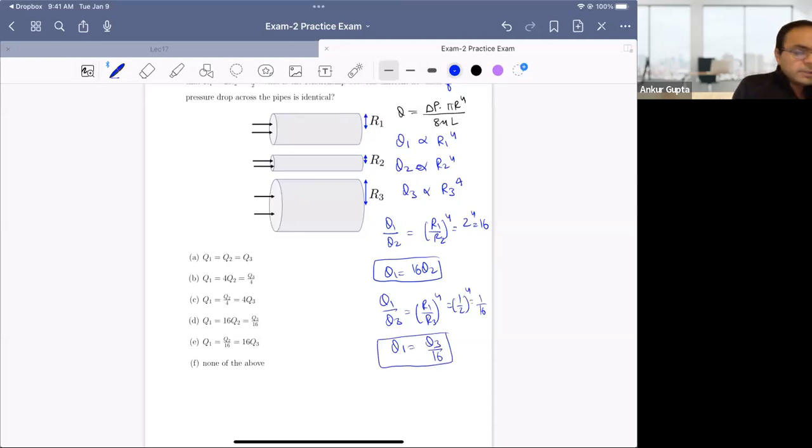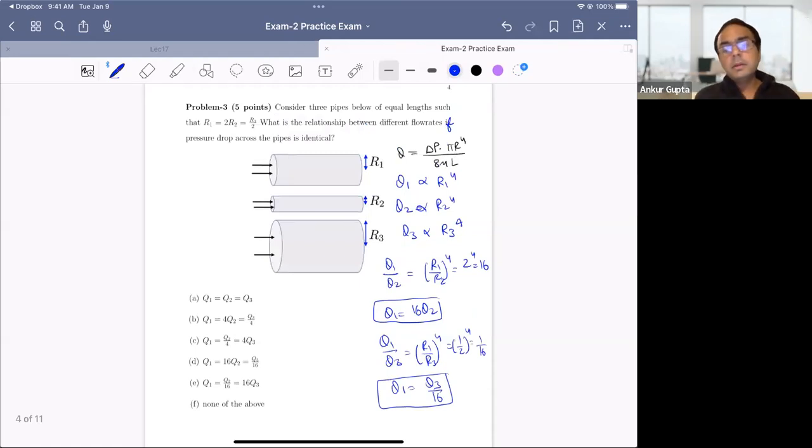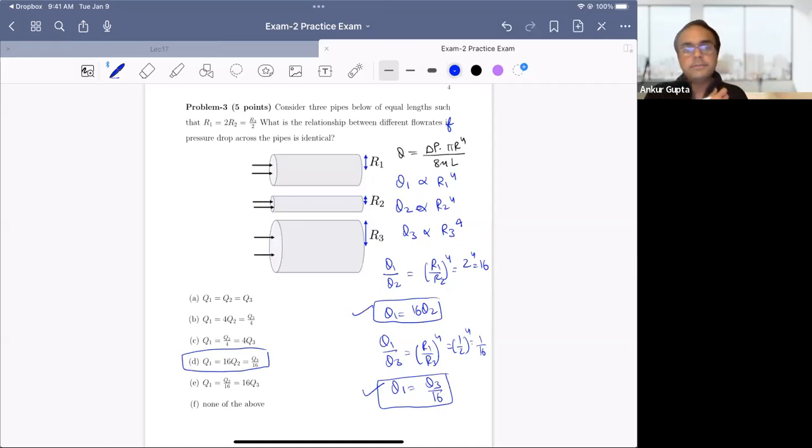Which kind of makes sense. It's saying that the second pipe will have the lowest flow rate because it's the thinnest one, and it goes as R to the power of 4. And the thickest pipe, R3, will have the largest flow rate. So basically, we get D. This is what D is suggesting. This is the answer. This is very clear from the relationships we had discussed in class about how resistances go as R to the 4th. So basically that's the main point here.